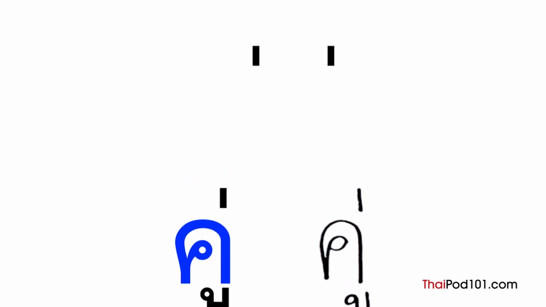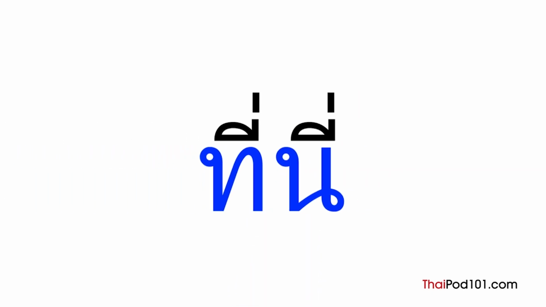Another word that uses ไม้เอก is ที่นี่, which means here. ที่นี่ has 2 syllables, and both syllables have low-class initial consonants. We use ไม้เอก with both syllables to make each one have a falling tone.